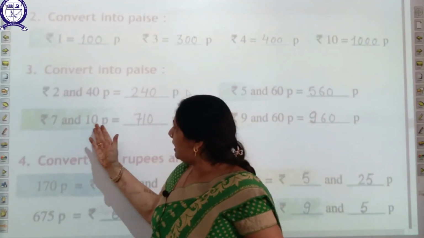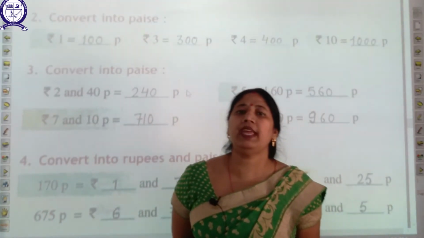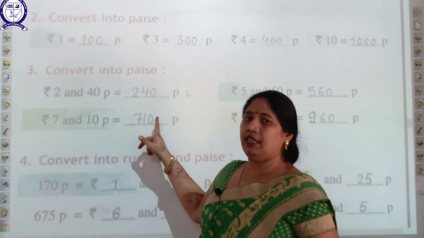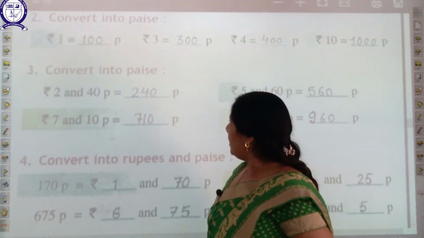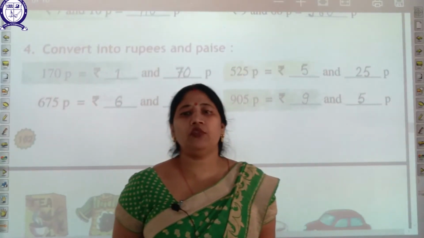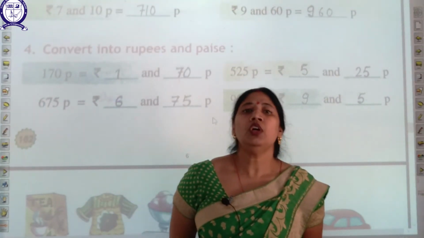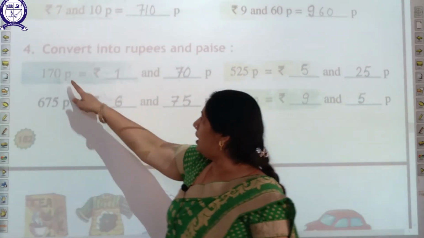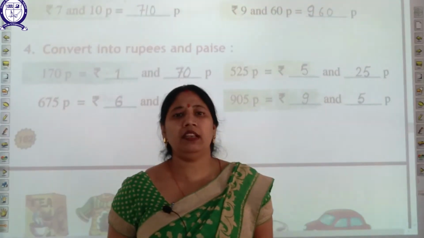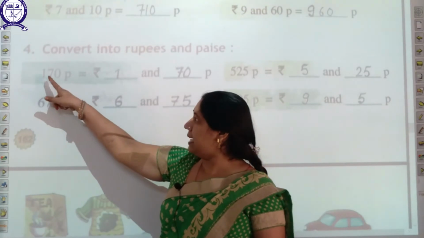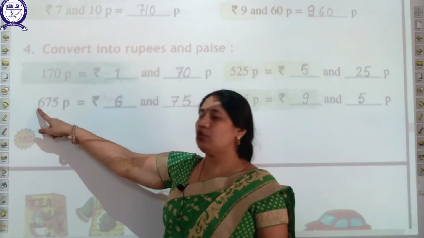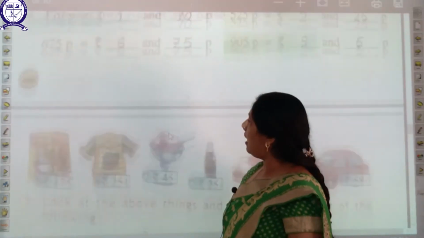Like here, 7 rupees and 10 paise. 7 rupees is equal to 700 paise. 700 paise plus 10 paise, 710 paise. Convert into rupees and paise. So 170 paise. When we have to convert into rupees and paise, firstly we have to look at the 100s place. Okay, ones, tens, 100s. The 100s place is rupees and the remaining are paise. So 1 rupee and 70 paise. Ones, tens, 100s. So 6 is rupees and 75 are paise.